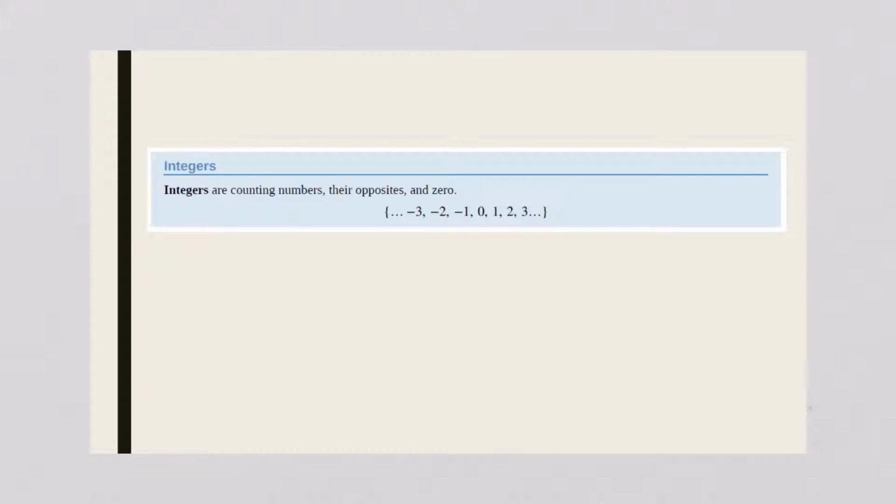Okay, so like I said earlier, integers are your counting numbers. Also, it includes their opposites, so the negative numbers, and it also includes 0.